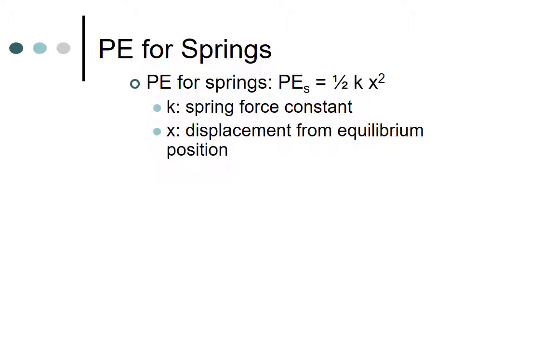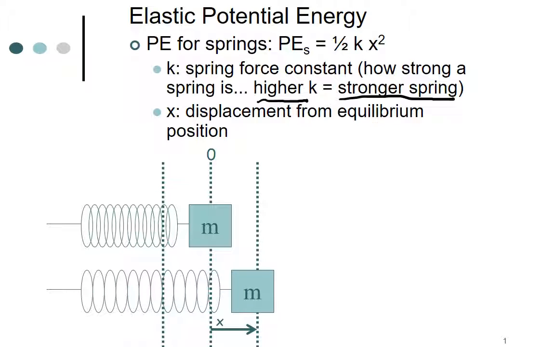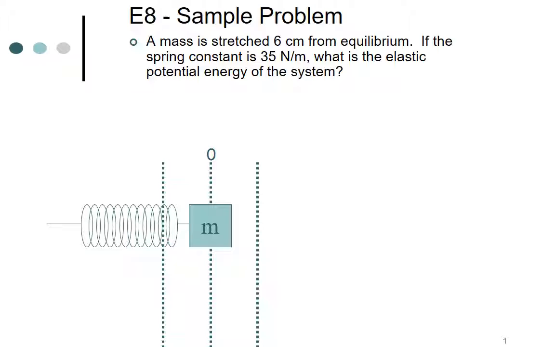So to calculate potential energy for springs, we multiply K, which is the spring force constant, how many newtons per meter the strength of the spring is, and then X is displacement from equilibrium in meters. If we stretch a spring or compress a spring, depending on the K value, a higher K value means we have a stronger spring, and a lower K value means a weaker spring. If we stretch the spring from its equilibrium position, it's trying to pull it back to the equilibrium position. And we have a certain amount of energy.